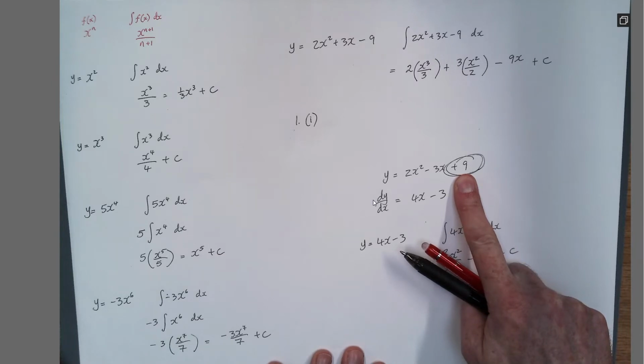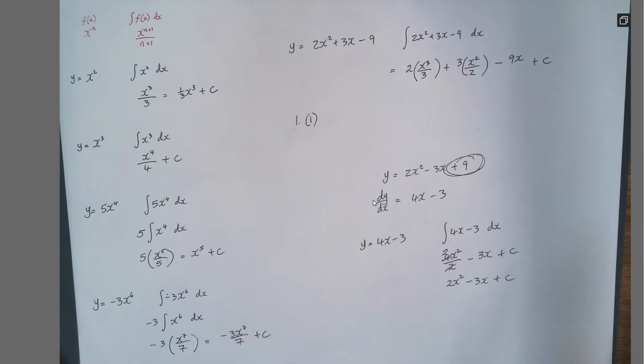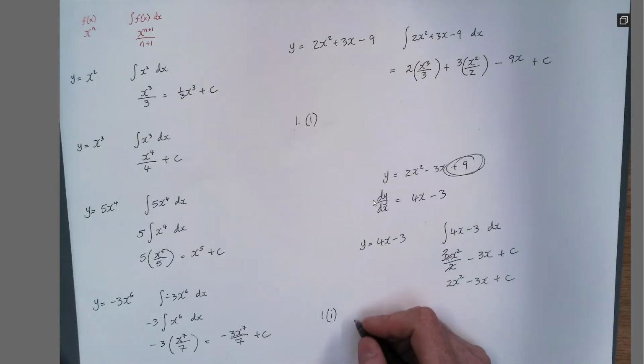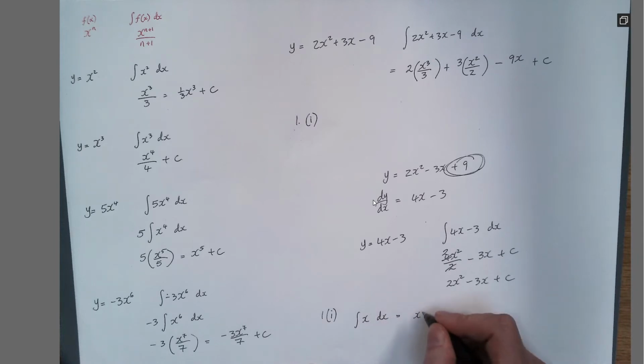Does that make sense? Now the next one. Write out any antiderivatives for x. So integration of x dx gives x squared over 2 plus c. Now write down any 3 antiderivatives. C can be any number, so therefore we can write x squared over 2 plus different numbers.